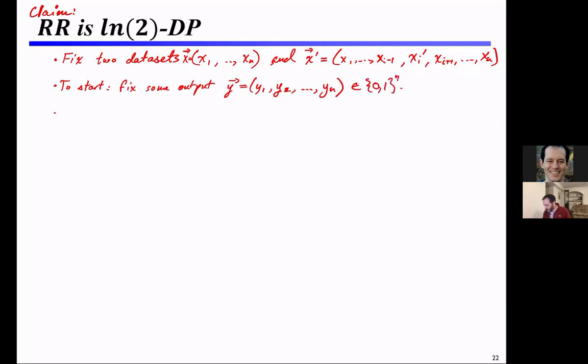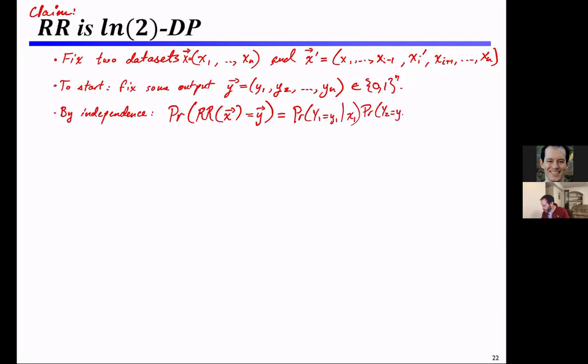Because we flip coins independently for each person, if we want to write down the probability that our mechanism, randomized response, on x equals y, we can write that as a product: the probability that y1 equals its value given x1, times the probability that y2 equals its value given x2, and so on.